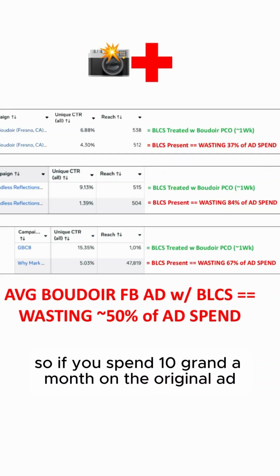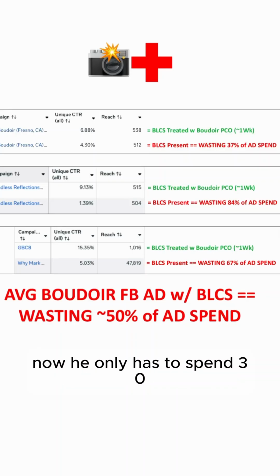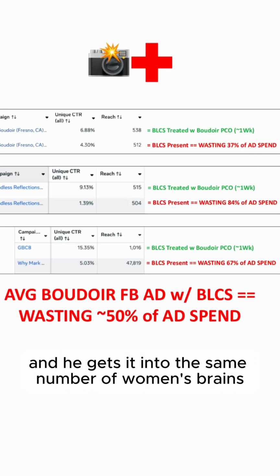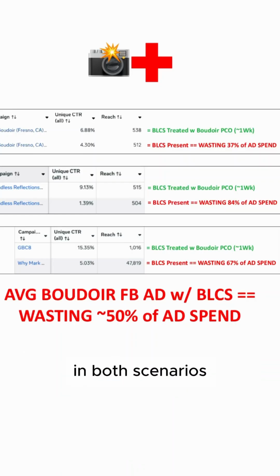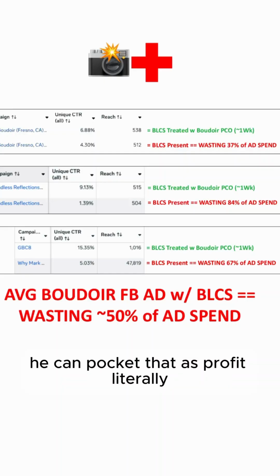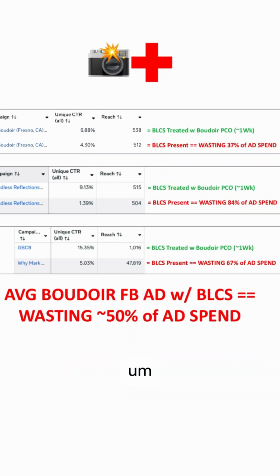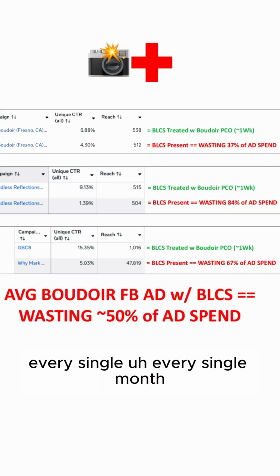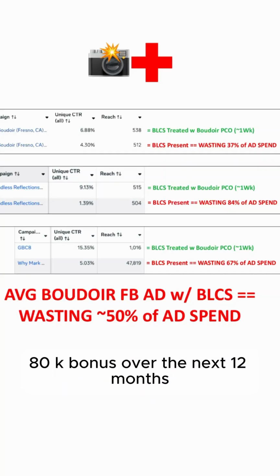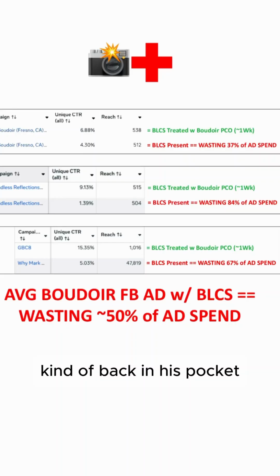So if he's spending 10 grand a month on the original ad, now he only has to spend 3,300 bucks a month on the Boudoir Pico treated ad, and he gets it into the same number of women's brains in both scenarios. So that 6,700 bucks a month being wasted, he can pocket that as profit, literally every single month. That's like whatever, 80K bonus over the next 12 months, back in his pocket.